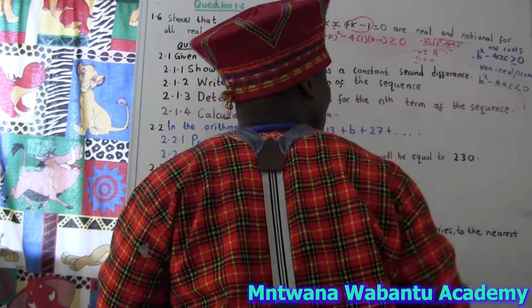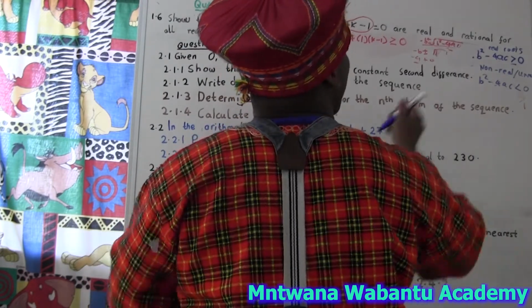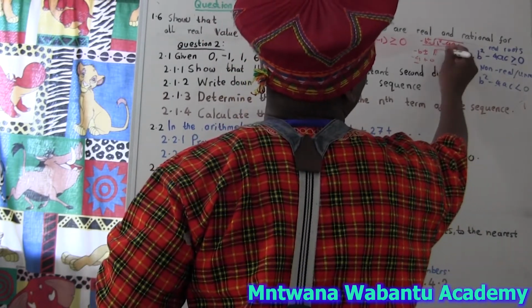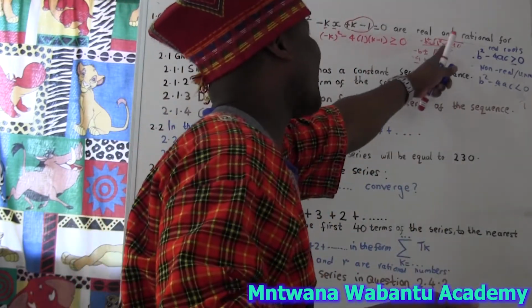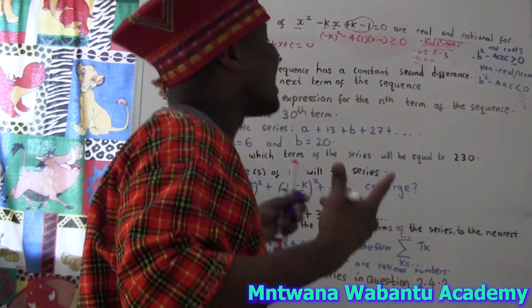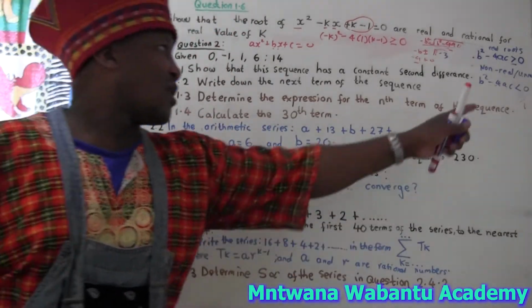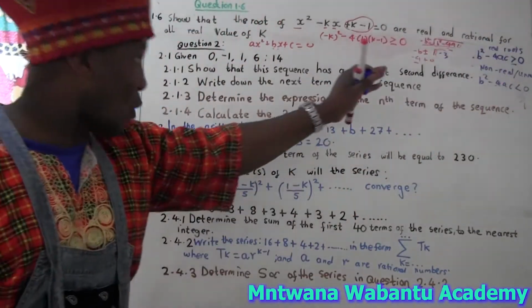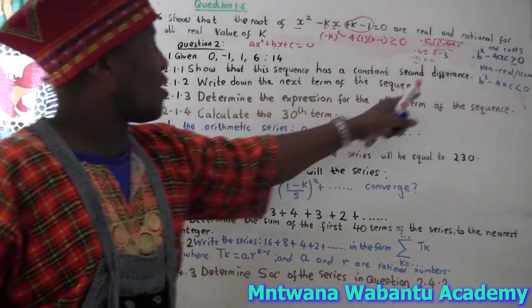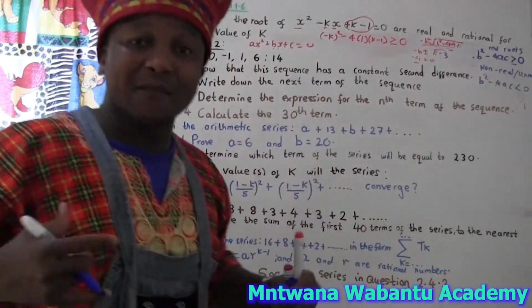Means anything inside the root, if it's less than 0, let's say it's negative 3, means b squared minus 4ac is going to give us what? Unreal, because we cannot take the square root of a negative number. That's unreal, but it's not for this question. For this question, they talk about real roots and it must be rational.